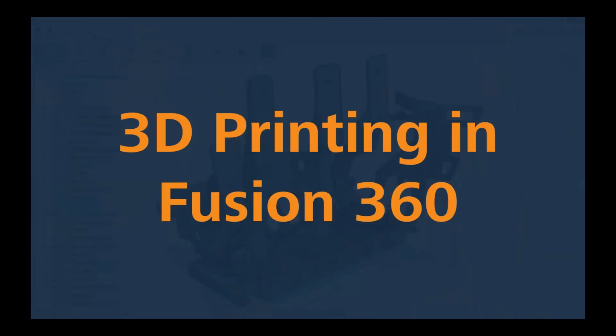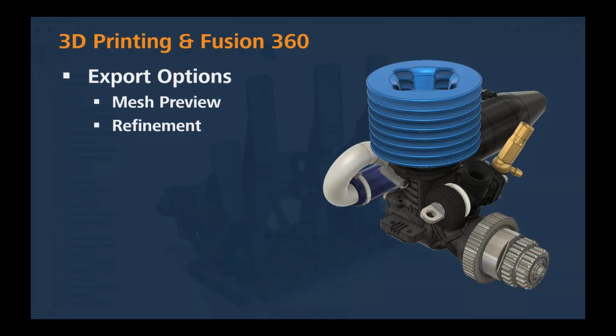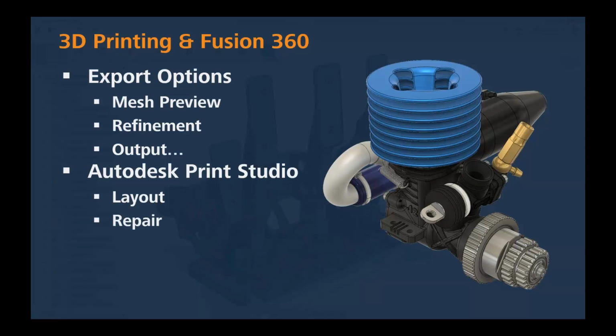So what about 3D printing in Fusion 360? Well, as such, Fusion 360 doesn't have any 3D printing, but it works well with 3D printing, and that's what I'm really going to show you in this instance, and that is how you can export your geometry, including things like mesh preview, refinement of your mesh, and the output of that, and then working with a product called Autodesk Print Studio, which is a product that's available for you to download and access today if necessary, where you can lay out, repair, generate supports for your part, preview, and then export components to be printed.